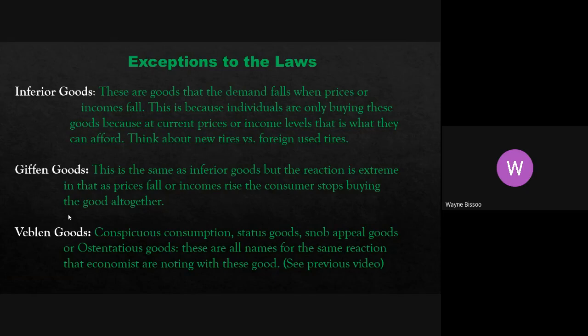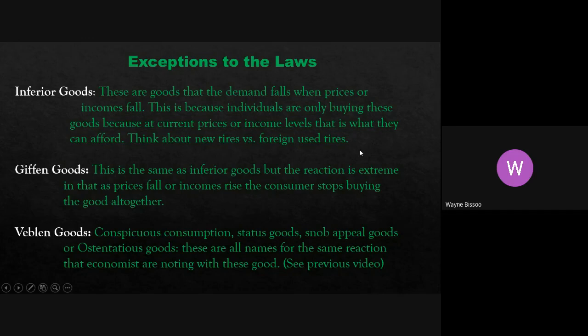All right, so there's an error here. These are goods where the demand falls when prices or incomes fall. It's actually if prices fall or incomes rise. This is because individuals are only buying these goods because at current prices or income levels, that is what they can afford. Think about new tires versus foreign used tires.